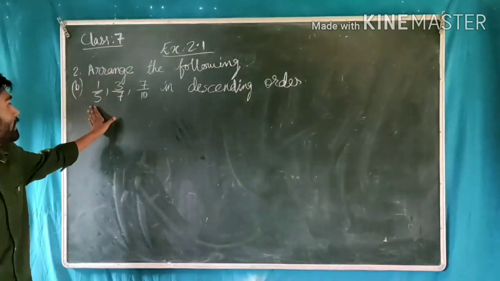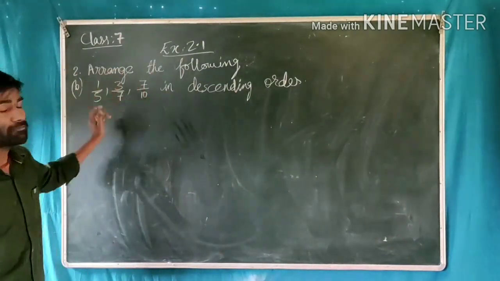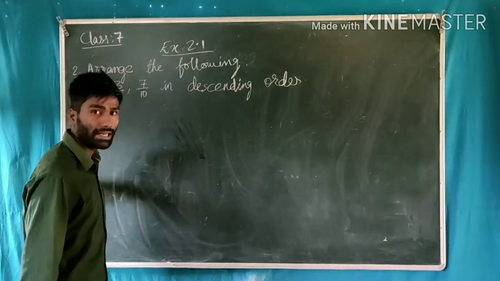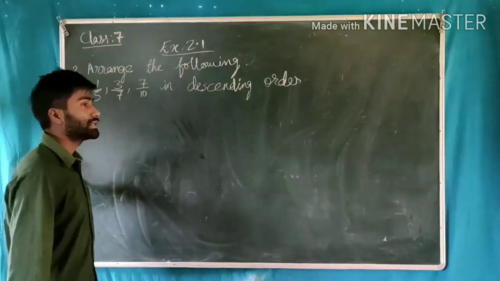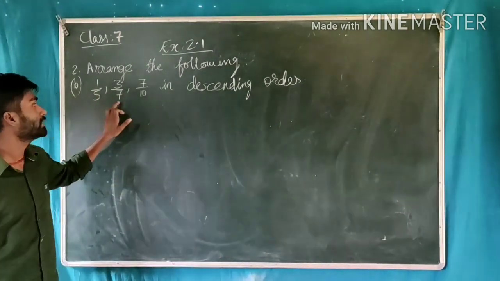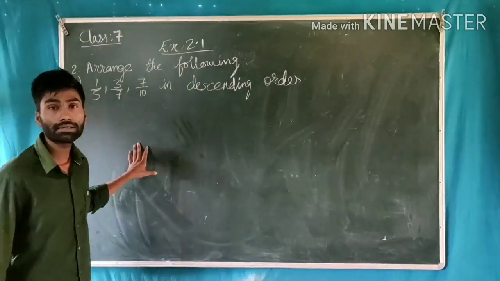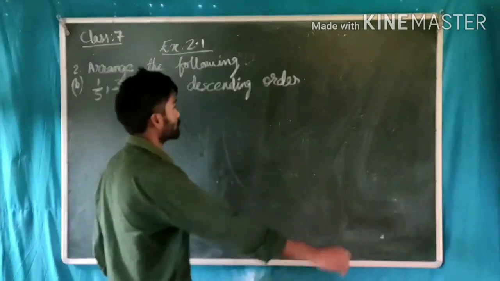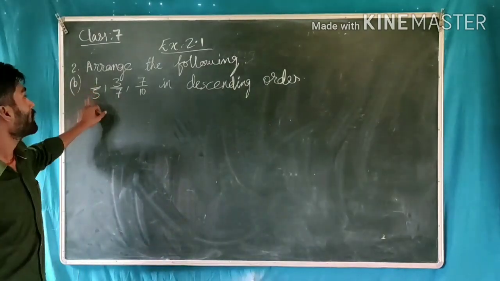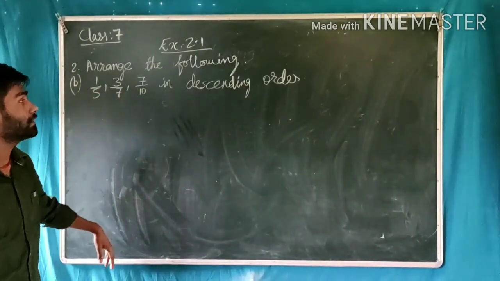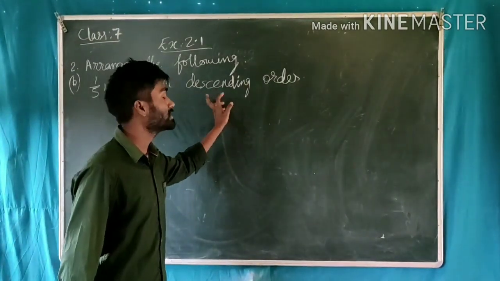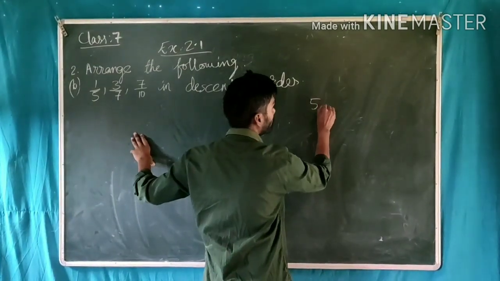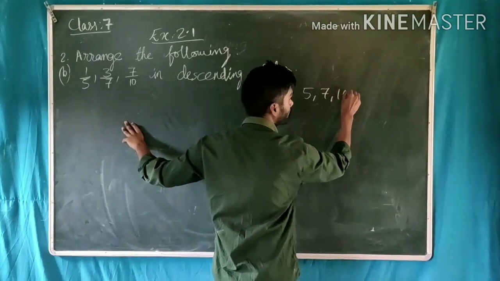So whenever we are getting any number in fraction and we are asked to arrange in ascending order or descending order, then the first thing we'll have to do is we'll have to find the LCM of the denominators, and then we'll have to calculate that. So let us, in this first question, 1 by 5, 3 by 7, 7 by 10, first let us find the LCM of these denominators, that is 5, 7 and 10.